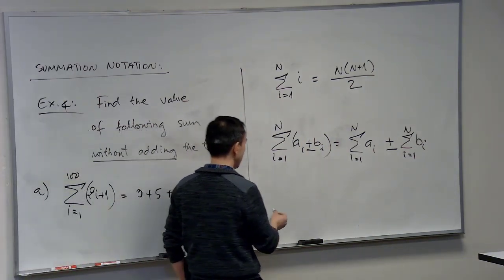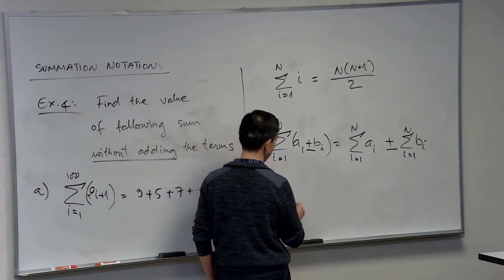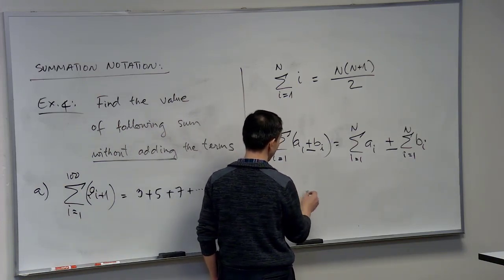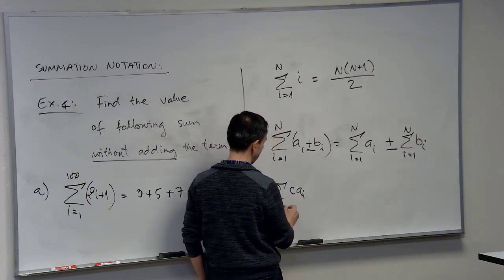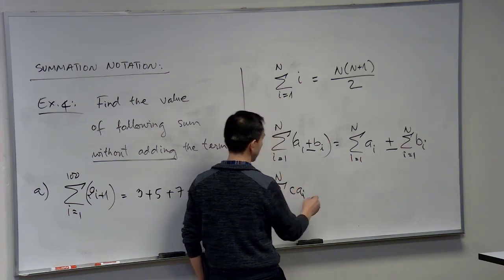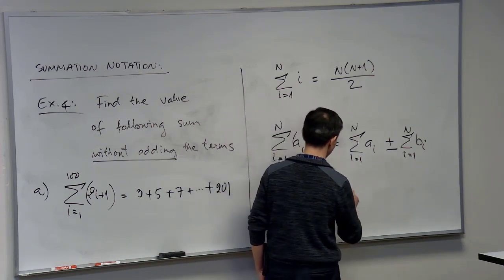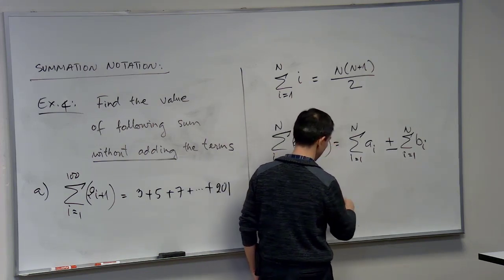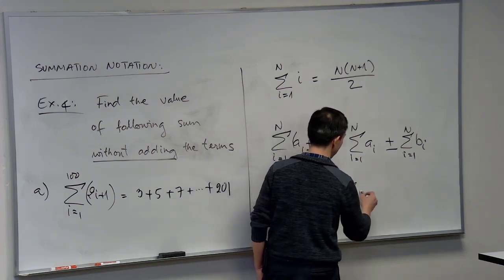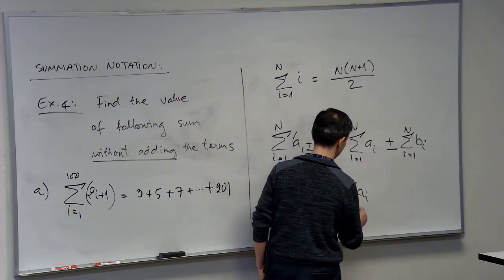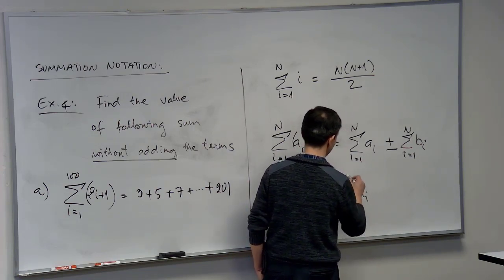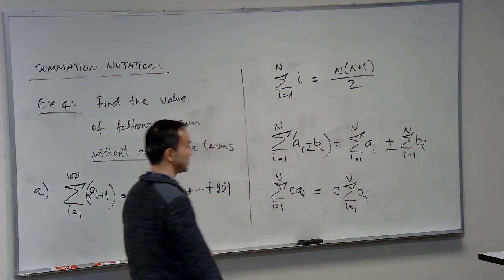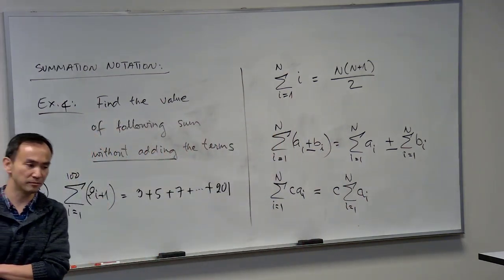Then another property to mention for everyone is that when each of your terms is in the form of a coefficient times a_i, that's just the same as the constant c, the coefficient, multiplied with the sum of the a_i terms. Those are some important properties regarding summations as well.